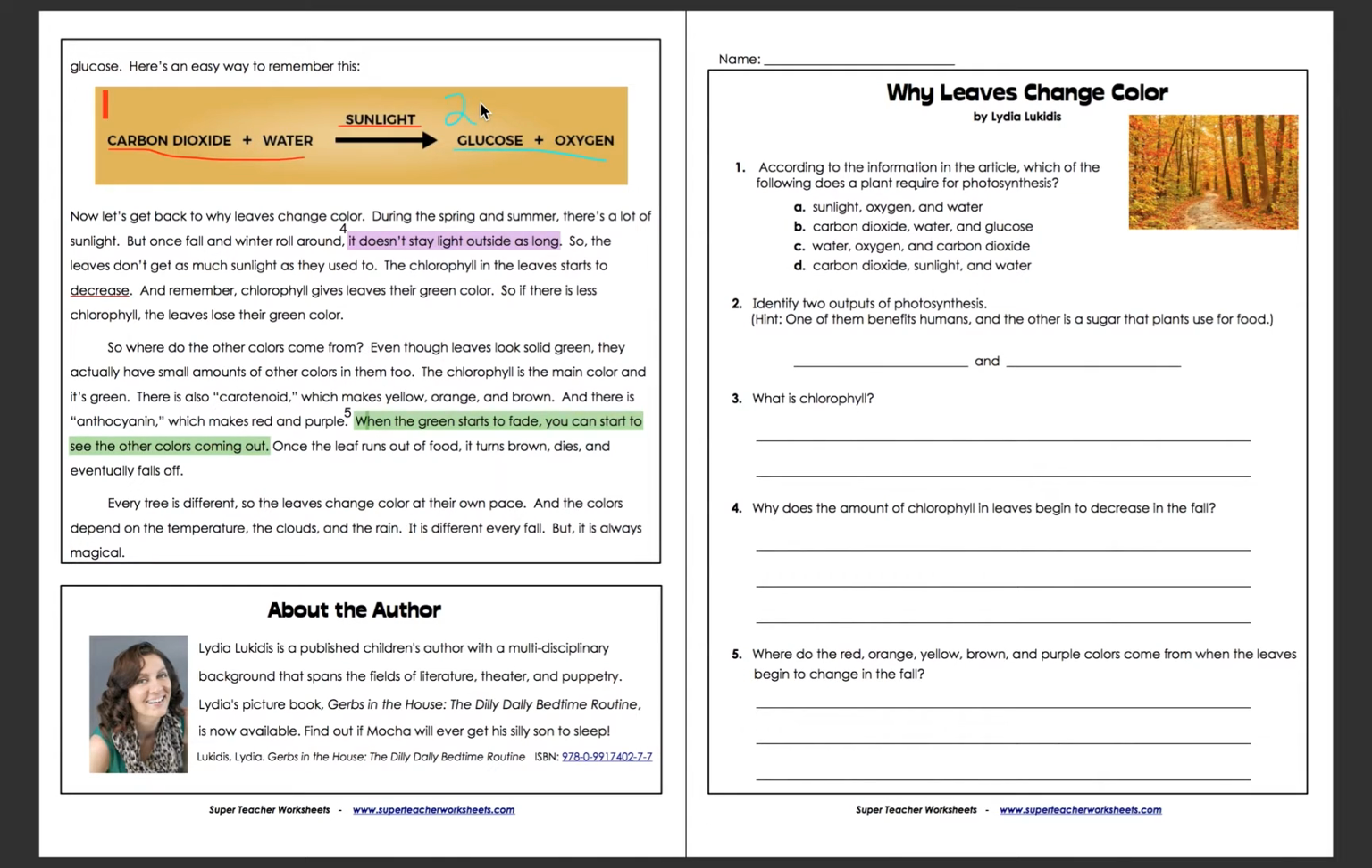Number 5. When the green starts to fade, you can start to see other colors coming out. Once the leaf runs out of food, it turns brown, dies, and eventually falls off. Each tree is different, so the leaves change color at their own pace, and the colors depend on the temperature, the clouds, and the rain. It is different every fall, but it is always magical.